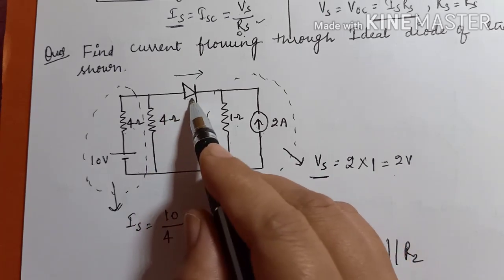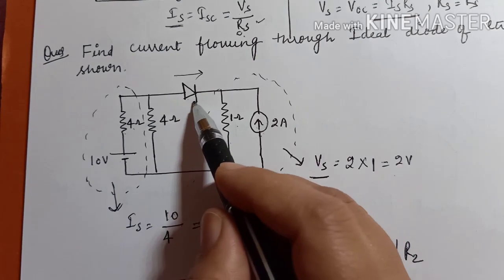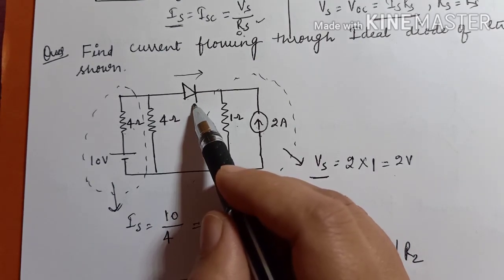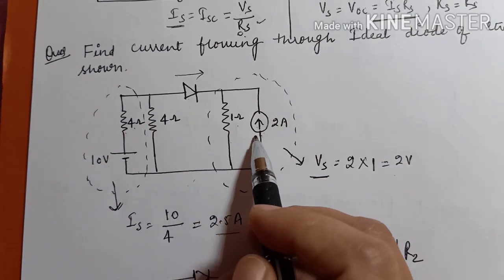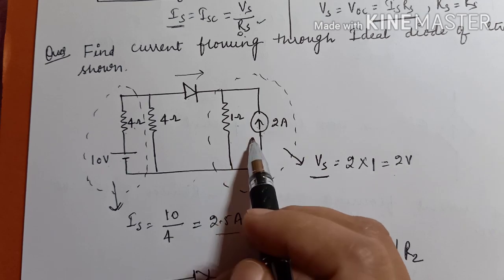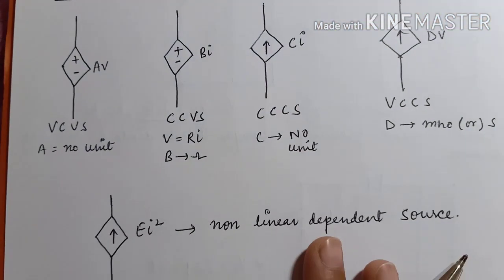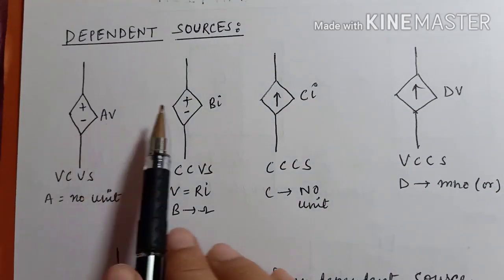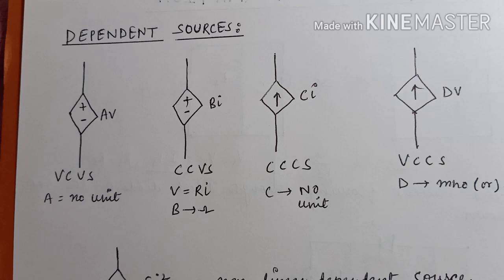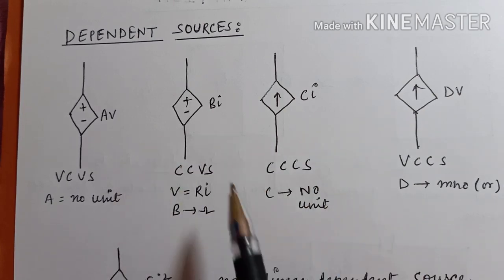Clear? This was the mistake some students can make. That's why I told you here that the diode is a non-linear device, hence the superposition theorem is not applied. You cannot consider one source and ignore the other source like that. Clear? So this was about source transformation. Let's move towards the next concept. The next concept is dependent sources. Clear? So there are four dependent sources in your network, and all these dependent sources are linear dependent sources.